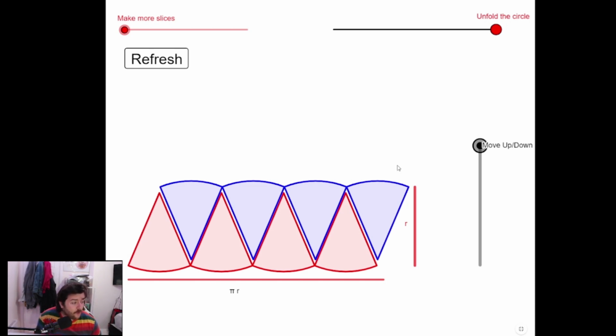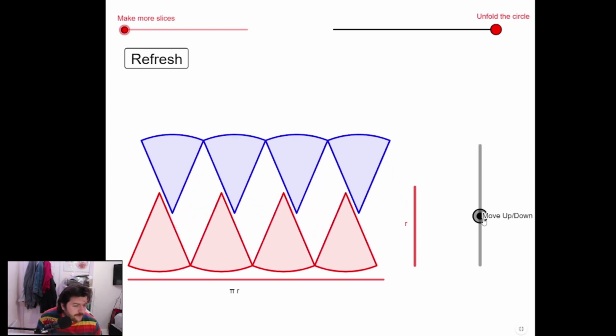Remember, the formula for the area of a parallelogram is base by perpendicular height. So we have a rough parallelogram here. My base is roughly going to be pi r, or half the circumference, right? And my height is going to be the radius. That makes sense because if this is my center point and this is an end point on the circle, this is going to be my radius here. So it's kind of like a parallelogram.